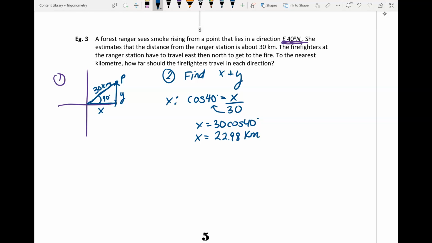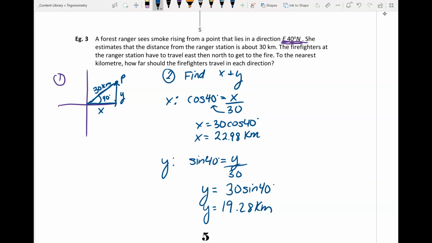This is the distance. The next thing we're going to do is find y then. Y, in regards to the 40 degrees, is the opposite side, and then we have the hypotenuse. So we're going to use sine 40. Our opposite is y. Our hypotenuse is 30. And then I'm going to rearrange and solve for y by multiplying both sides by 30. So y is 30 sine 40 degrees, and then we'll evaluate this with our calculator, and we get 19.28 kilometers.